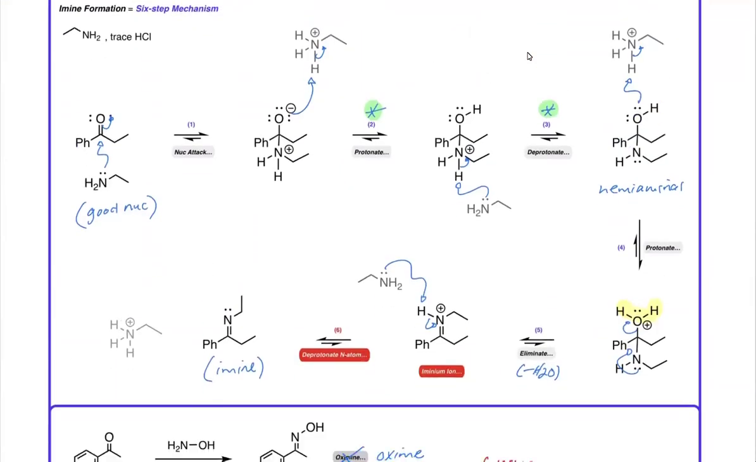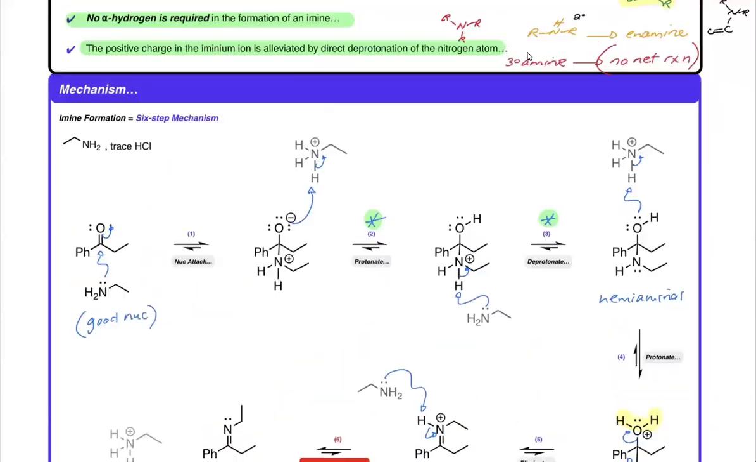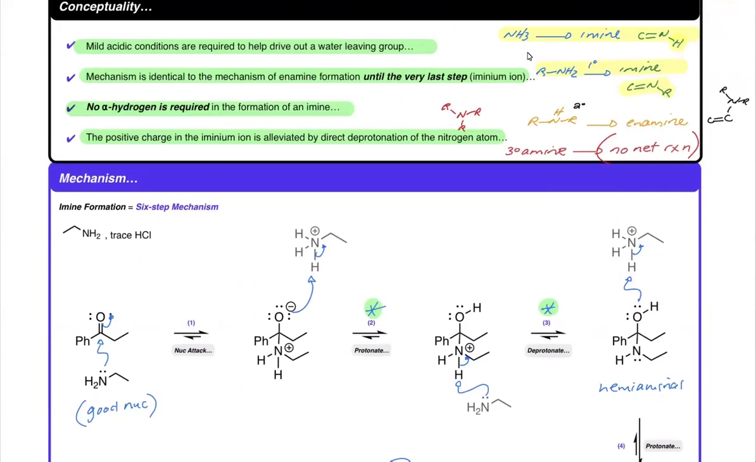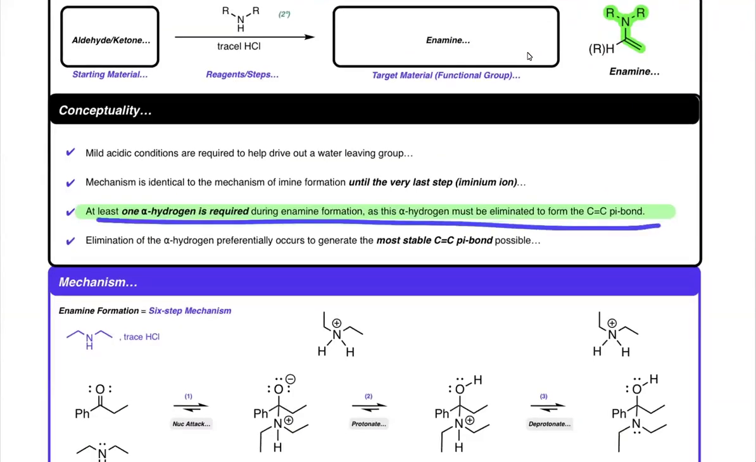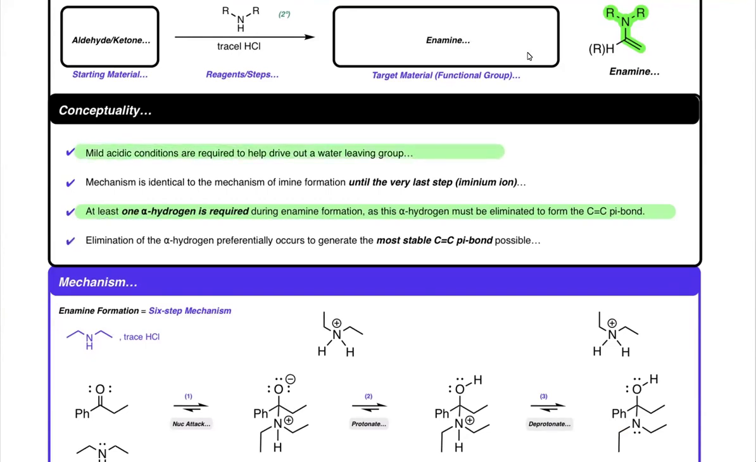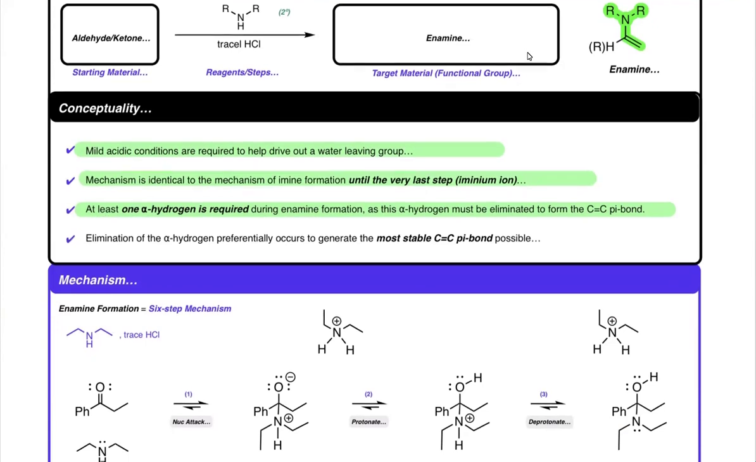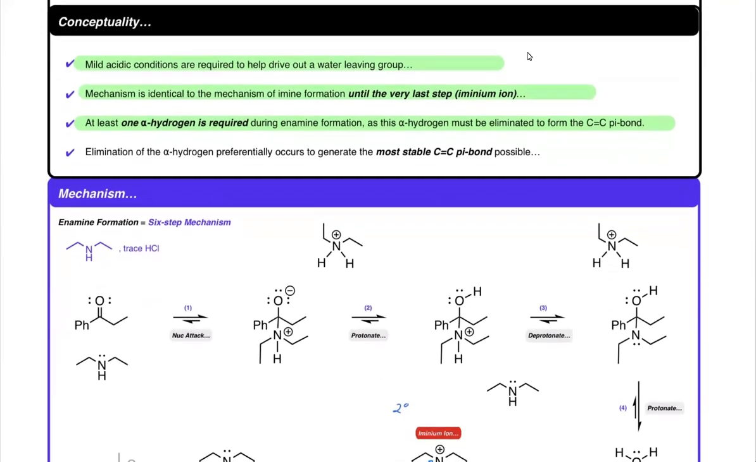Coming back to imine formation, because in that last step, we just deprotonated the nitrogen directly, no alpha hydrogen was required to form an imine. But we do require at least one alpha hydrogen to form the enamine. Water is kicked out as a leaving group in the mechanism, and as we've said, the mechanism of enamine formation is identical to that of imine formation until the very last step.